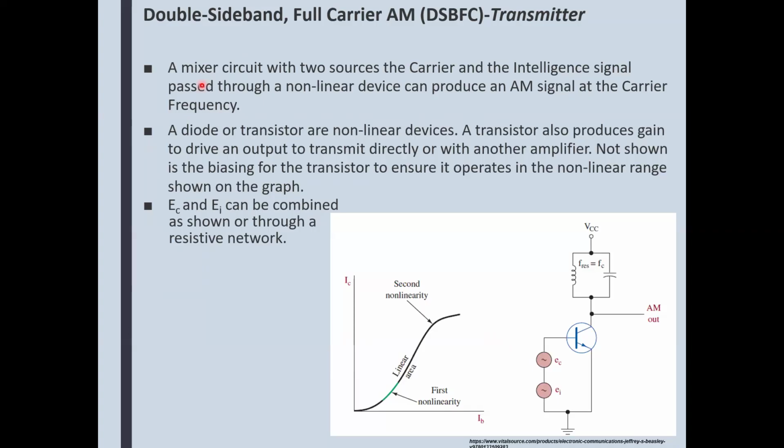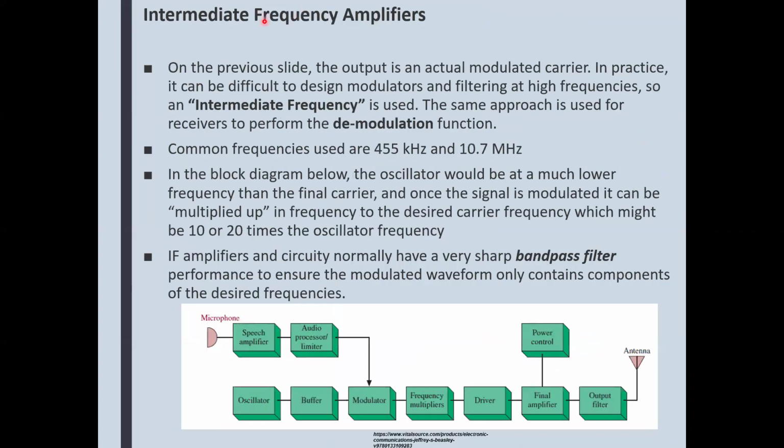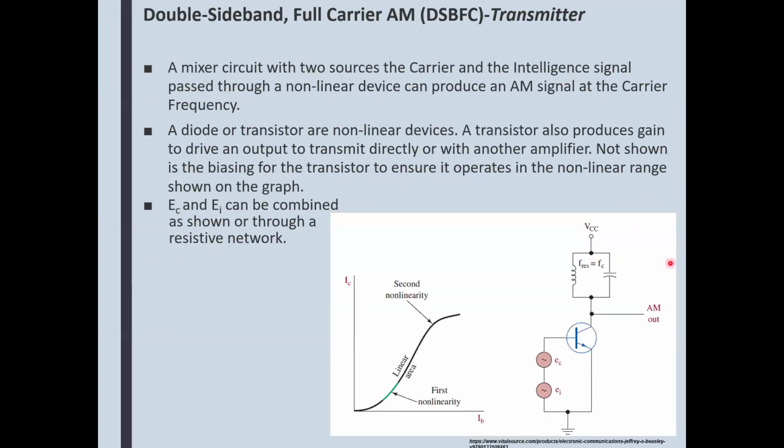Did we go through everything here? Yeah. On the previous slide, okay, what do we have? The output is an actual modulated carrier. This carrier is going to be modulated by this intelligence signal, and that's going to be on the output. So this carrier modulated or affected by the intelligence is going to be on the output.